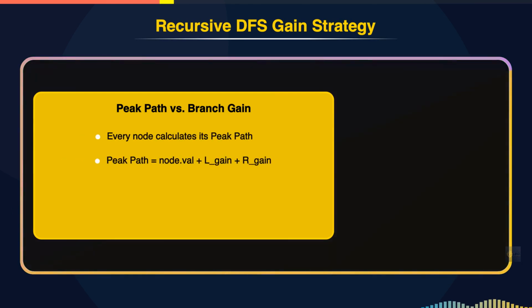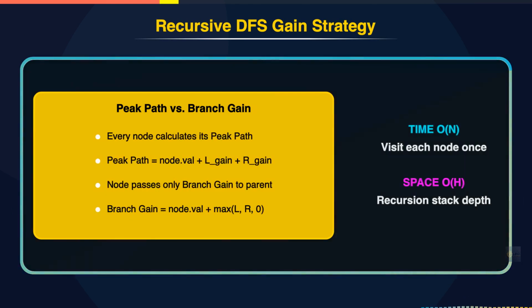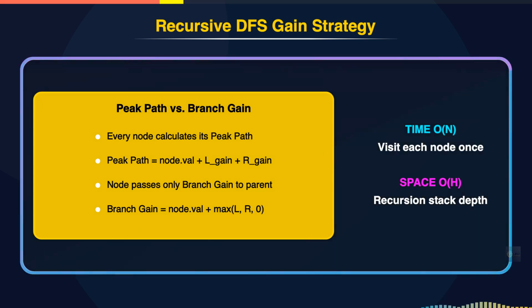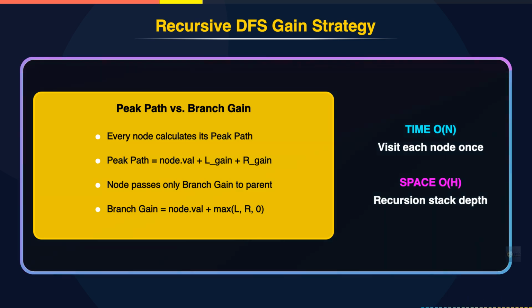For our strategy, we will use a recursive DFS approach. For every node, we calculate the maximum gain it can provide to its parent. Crucially, if a subtree provides a negative gain, we just ignore it and take 0, because we don't want to carry traps into our trail. While we do this, we constantly update a global maximum with the peak path at each node.